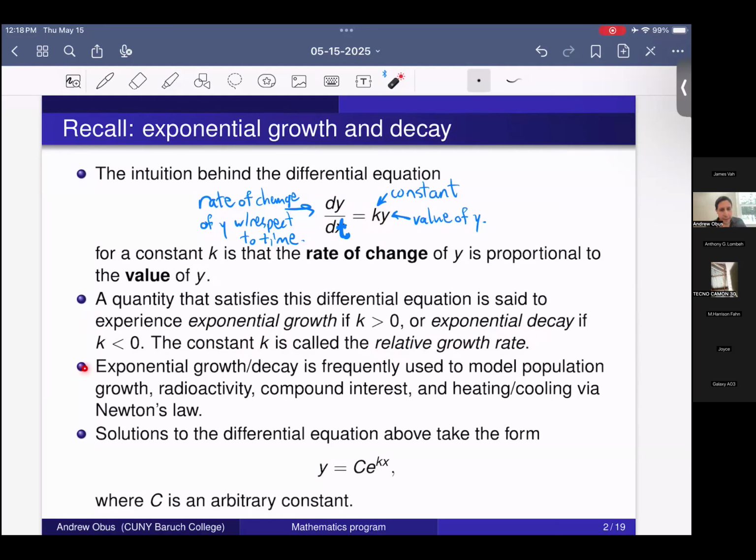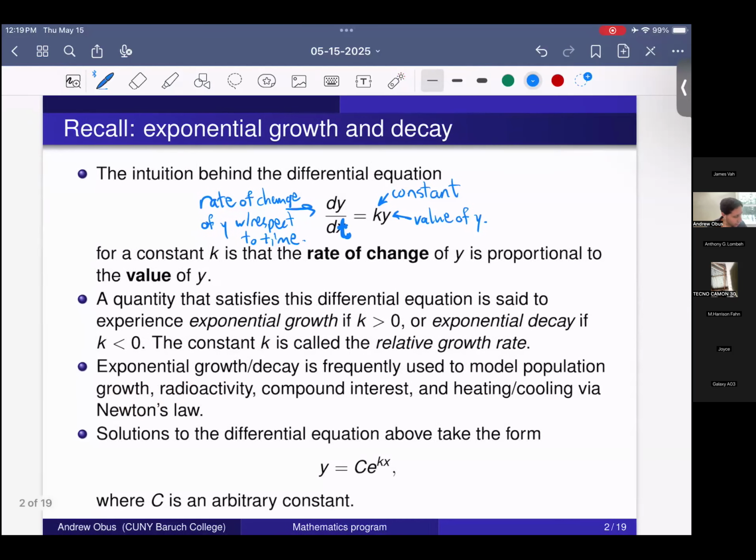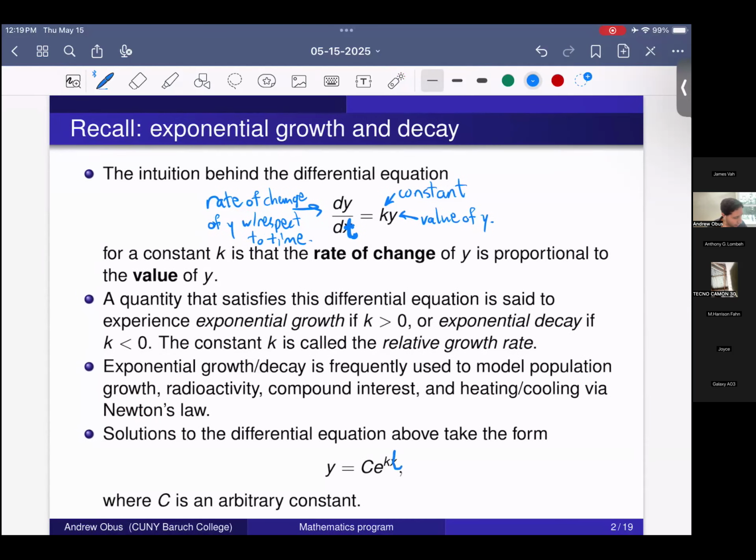Great. So this exponential growth and decay is used to model lots of things. So it models population growth, radioactivity, compound interest, and heating and cooling via Newton's law, which we'll recall. And it turns out that the solutions to this equation, I'm going to, again, call my independent variable t instead of x. So it takes the form y = Ce^(kt).